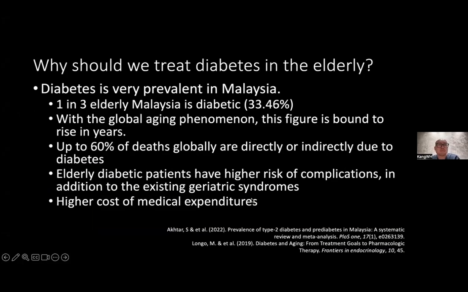As I was saying, elderly patients have a higher risk of complications involving the kidneys, the eyes, the blood vessels, and the heart. Aside from that, there are geriatric syndromes, a constellation of diseases or symptoms that exist in the elderly population. And of course, the cost of medical expenditure is higher among these people.